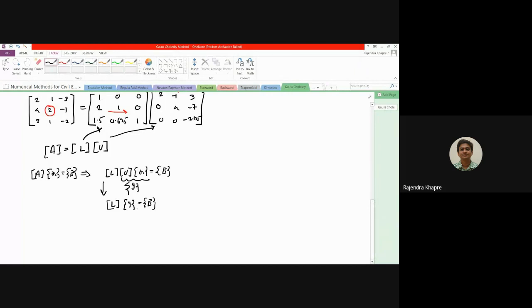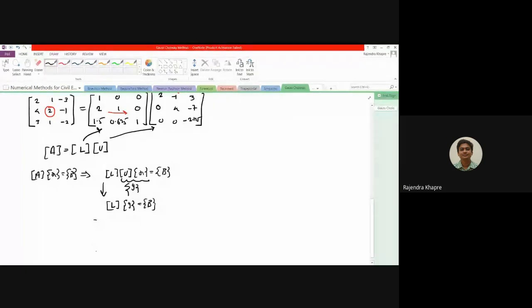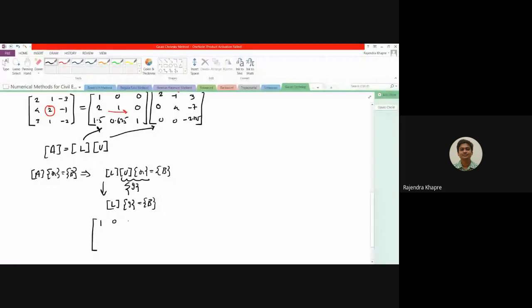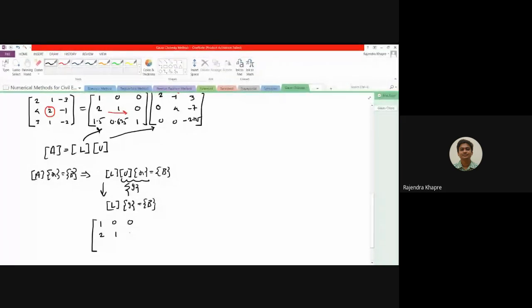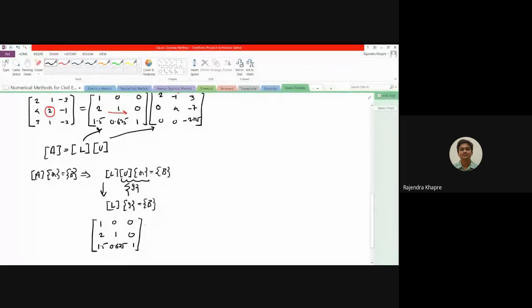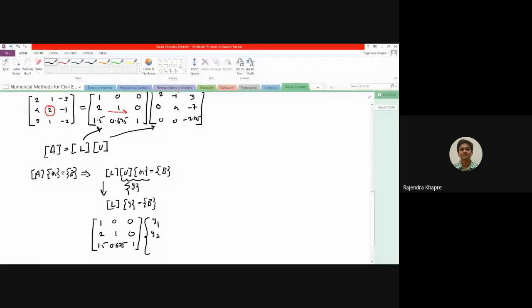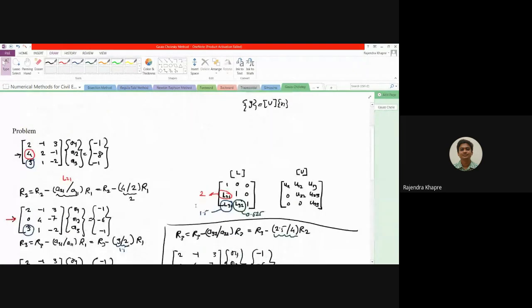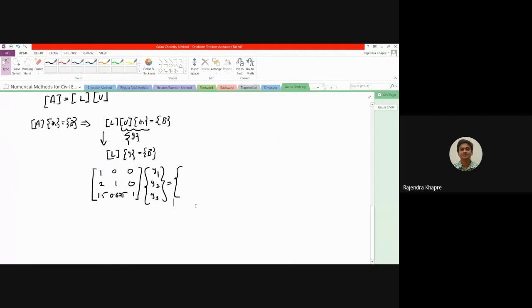Now if you write this L matrix, your lower triangular matrix is 1 0 0, 2 1 0, 1.5, 0.625, and 1, into Y. Y is nothing but y1, y2 and y3 because we don't know its value. And your B matrix will be your original B matrix, because we have destroyed the B matrix while elimination. So you don't have to use the destroyed matrix, you have to use the original B vector, that is -1, -8 and -1.